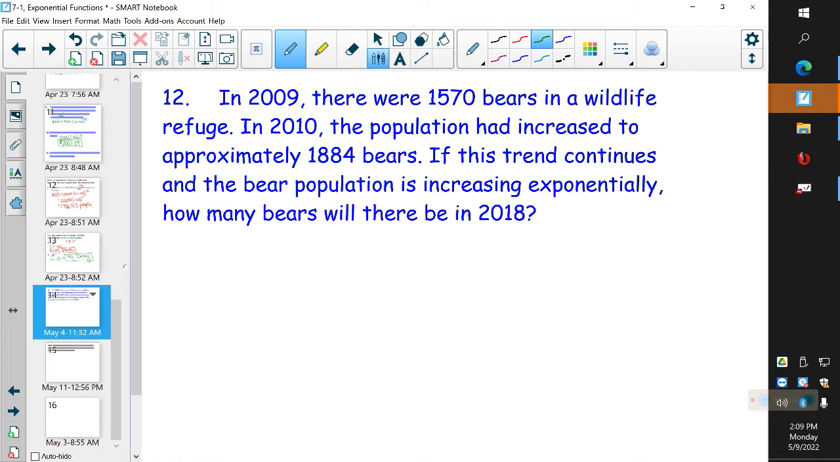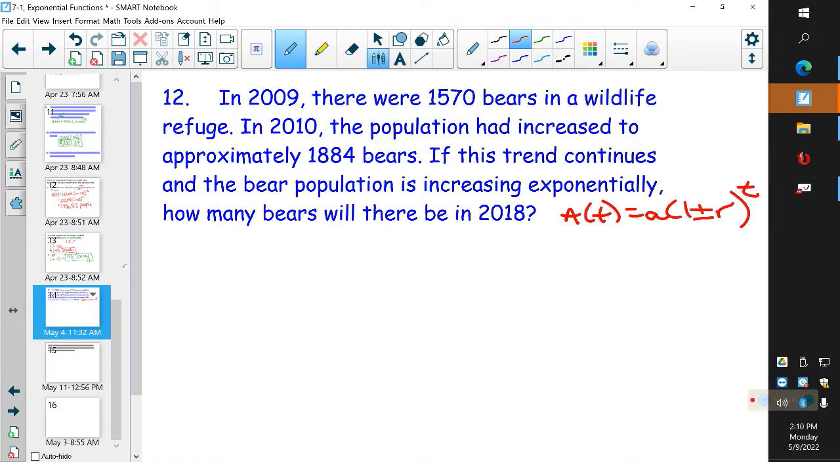So are we ready? In 2009, there were 1,570 bears in a wildlife refuge. In 2010, how many years difference is that? 1. So in 1 year, the population had increased to approximately 1,884 bears. So it went from 1,570 to 1,884. Do we understand that? If this trend continues and the bear population is increasing exponentially, that means you have this formula. You with me?